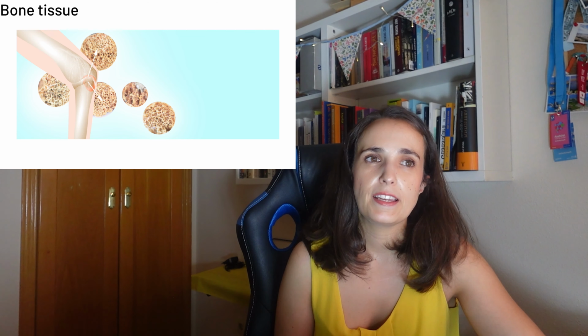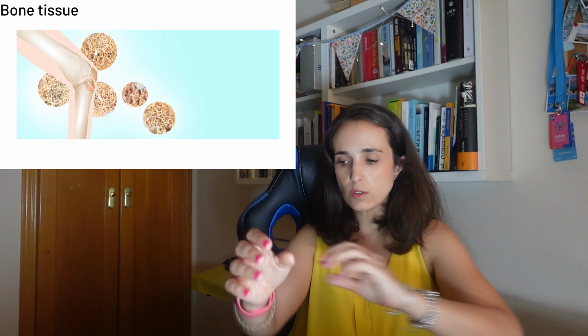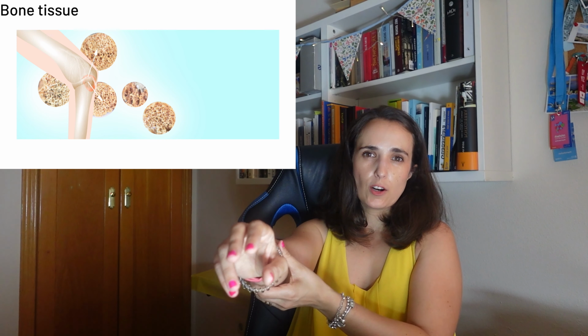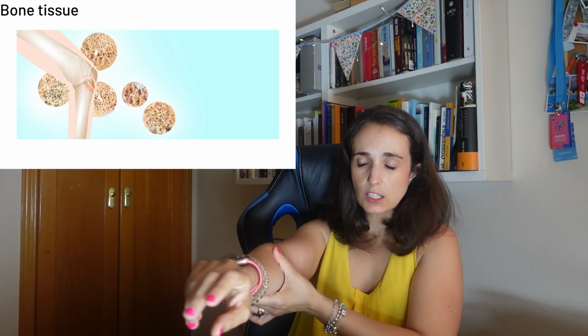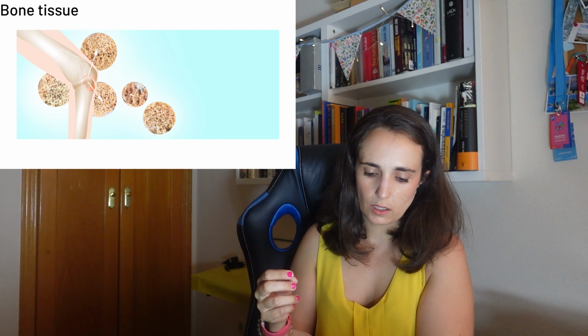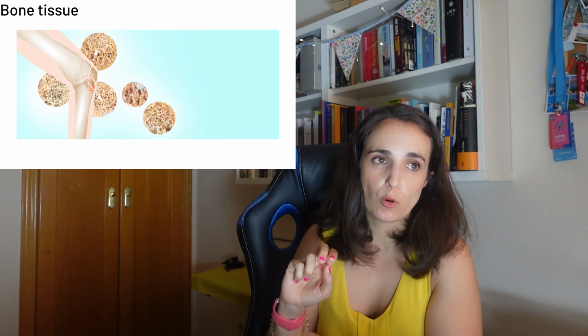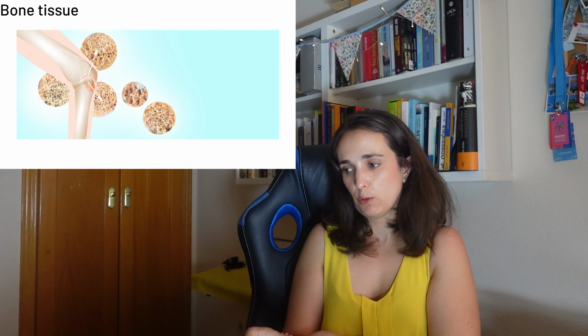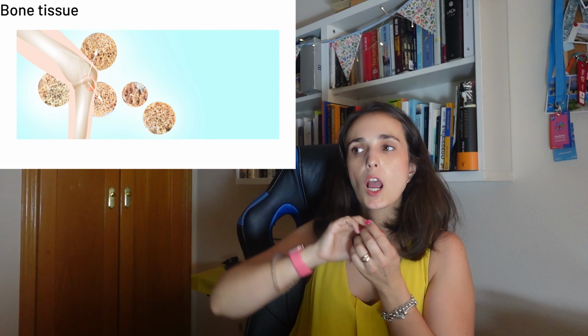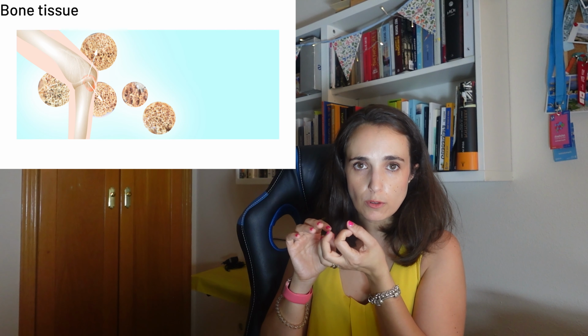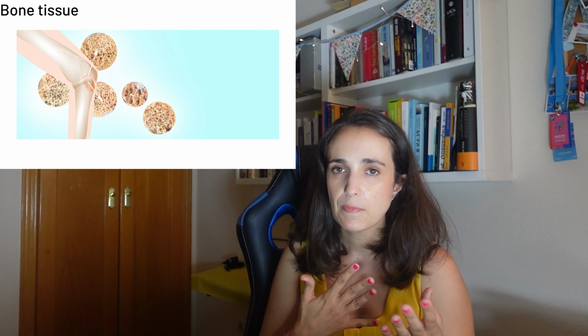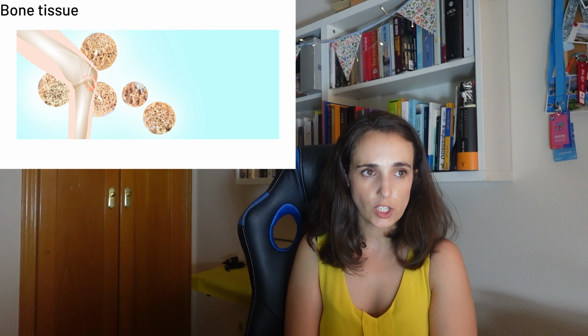Then we have the bone tissue. Bones, they are made of cells, okay? And they form bones. We have different types. We could have long bones or short bones, or we can have round bones or flat bones mainly, but they are all made of bone tissue.